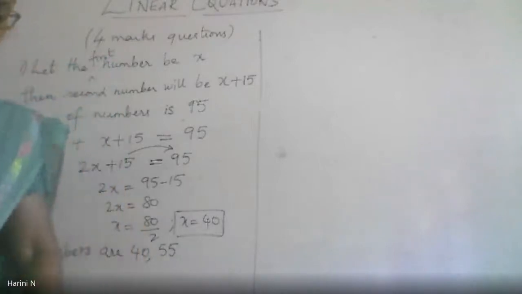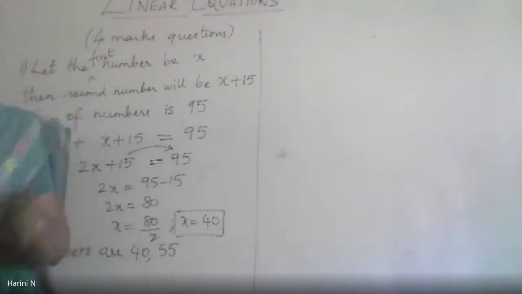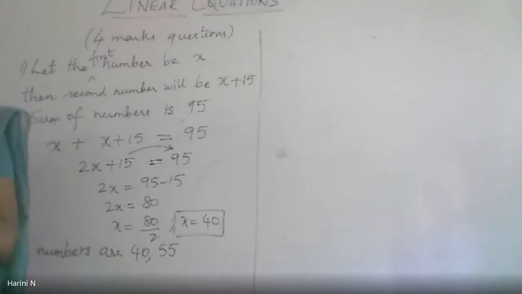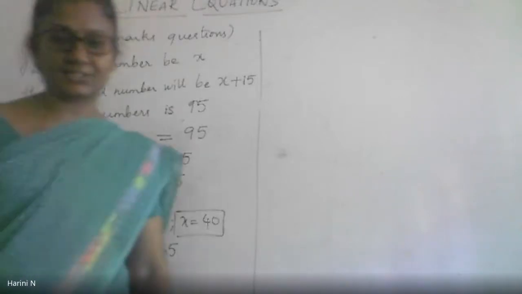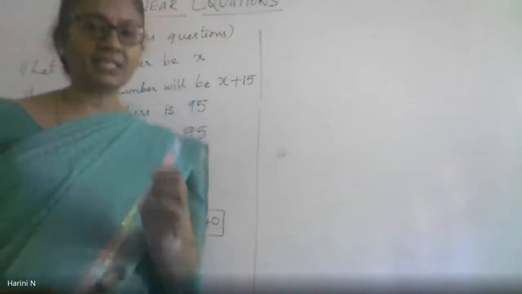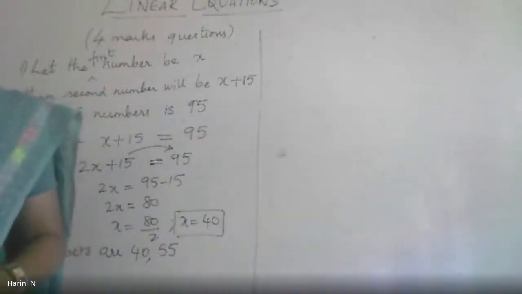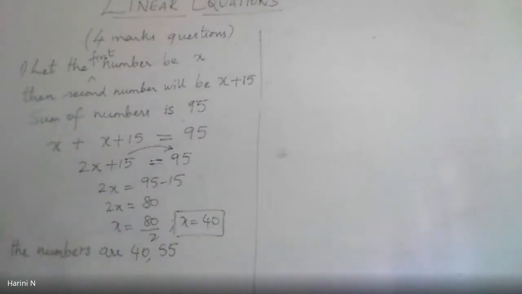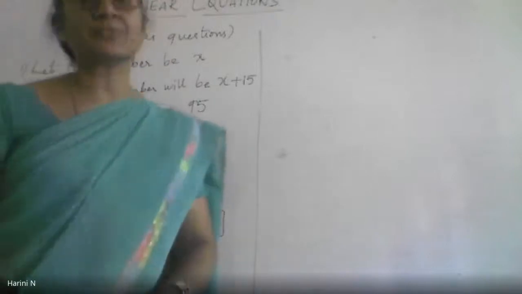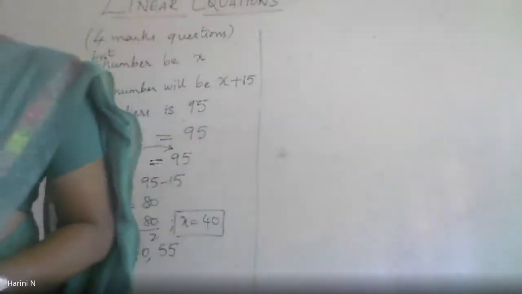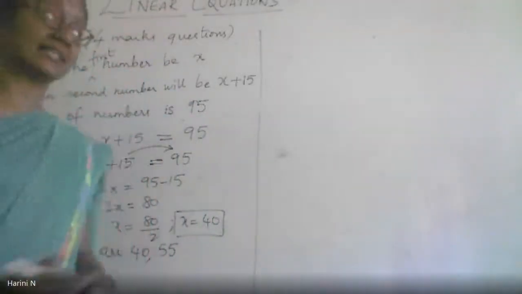Okay, the 12th problem says like this. 15 years from now, Ravi's age will be 4 times his present age. What is Ravi's present age? So there is something given: 4 times present age, 15 years from now. You should understand all these words that are used there. So what is finally asked? What is Ravi's present age?